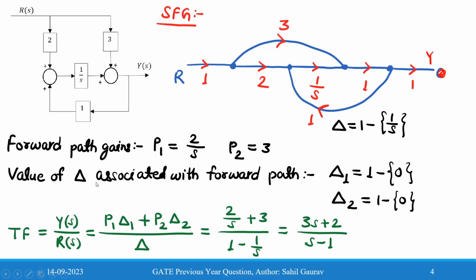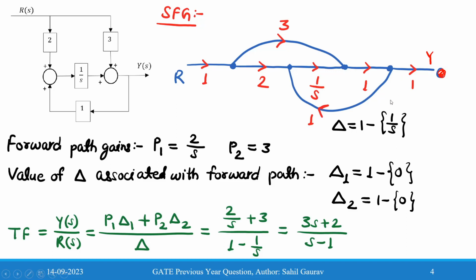For applying Mason's gain formula, we will find all the terms. So delta will be 1 minus the sum of loop gains. There is only one loop forming. We can see that the closed loop is 1 divided by s into 1 into 1, so it will be 1 divided by s. So 1 minus 1 divided by s, and no other loop is forming, so the next possible terms will be all 0.